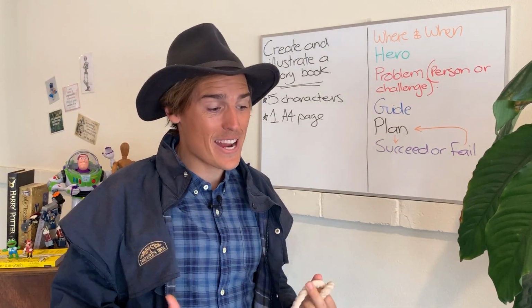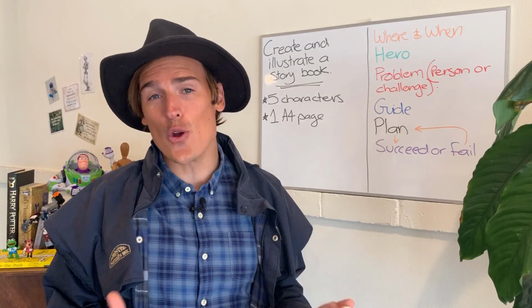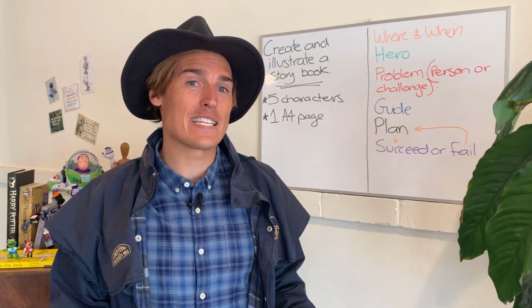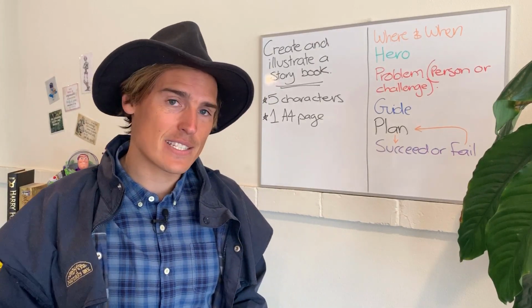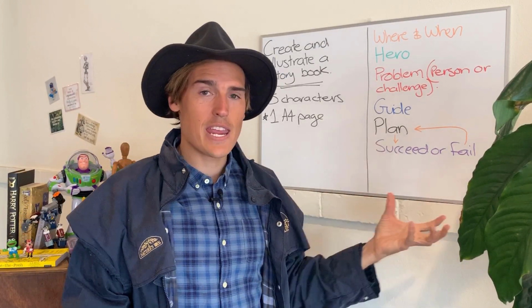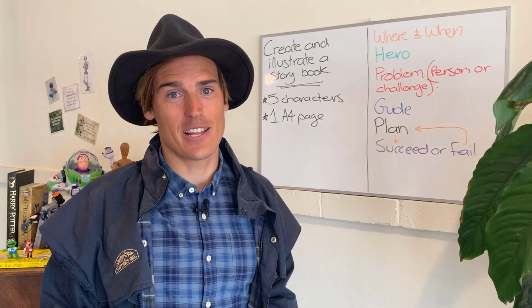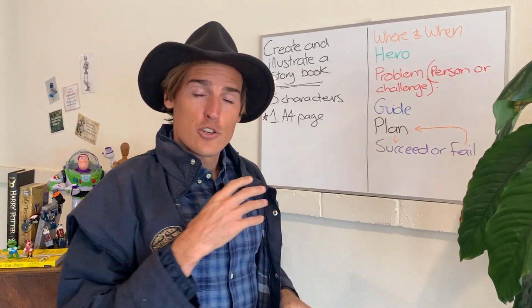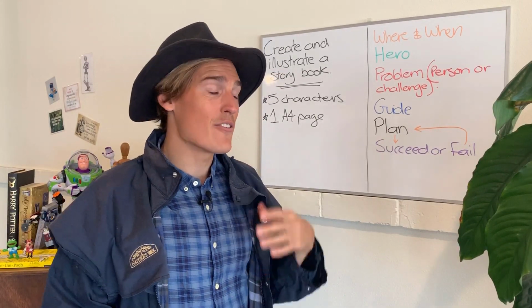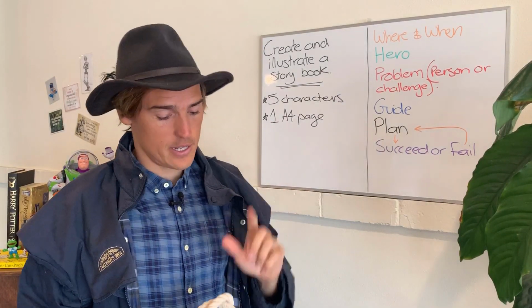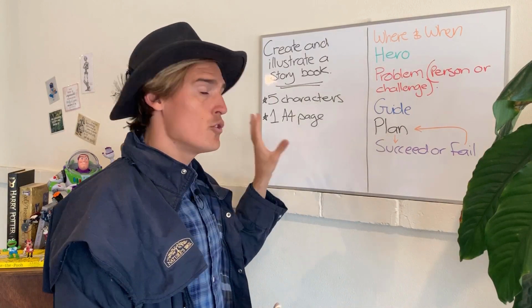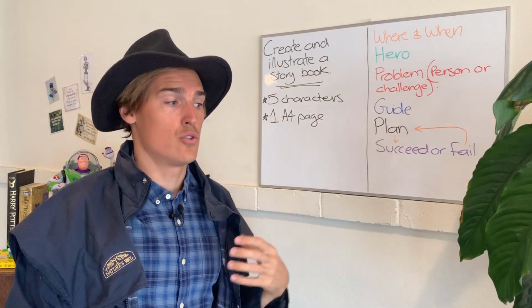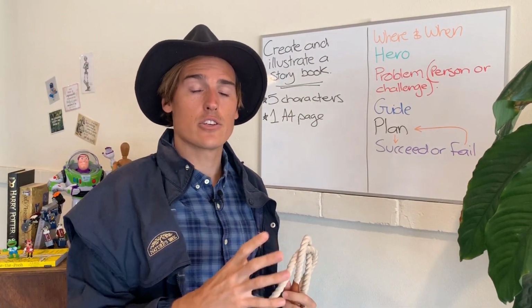You need to write and illustrate your own storybook using some of the characters that we created in the TW Daily Challenge number 7. So if you haven't seen that, jump back, create your characters, and then come to this challenge. All right, to create and illustrate your book, you need a few things. First thing, make sure you have those 5 characters, and then make sure you have a few A4 pages to write and then illustrate your book.